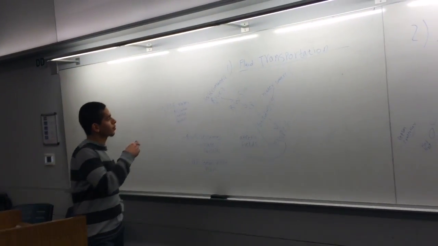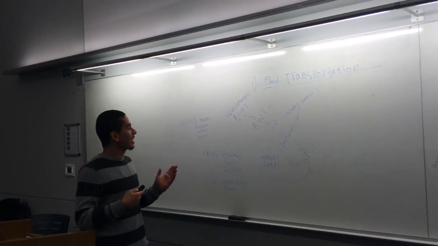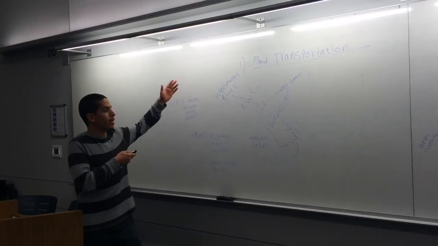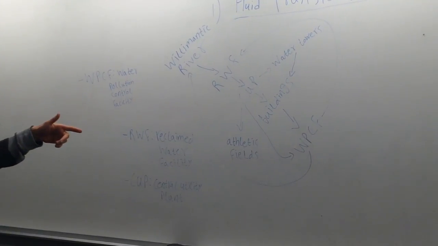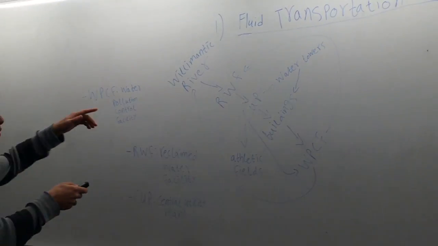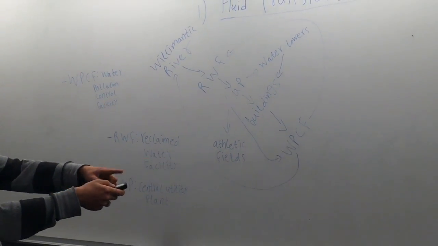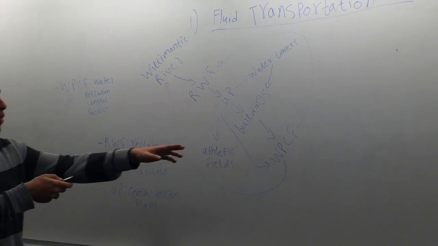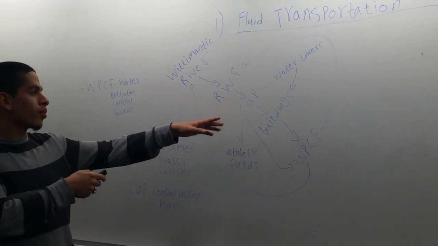Okay, so the flow transportation works exactly like the water cycle. First we get the water from the Romantic River. It goes to the RWF, which is the reclaimed water facility. And the reclaimed water facility gets its water from the WPCF, which is the Water Pollution Control Facility. And the WPCF gets its water from the cup.